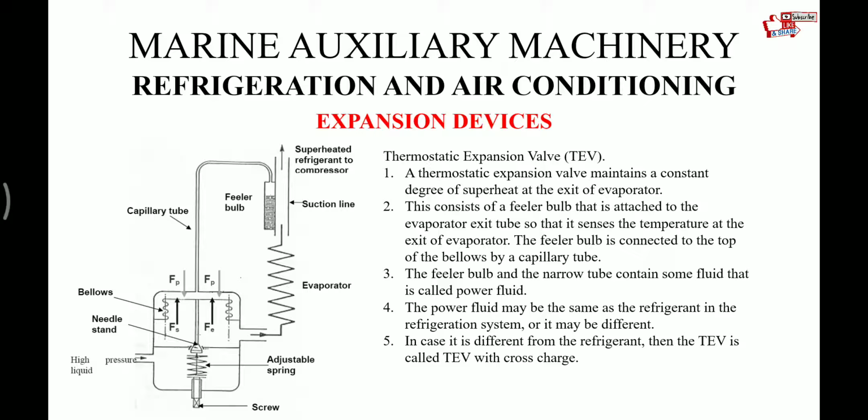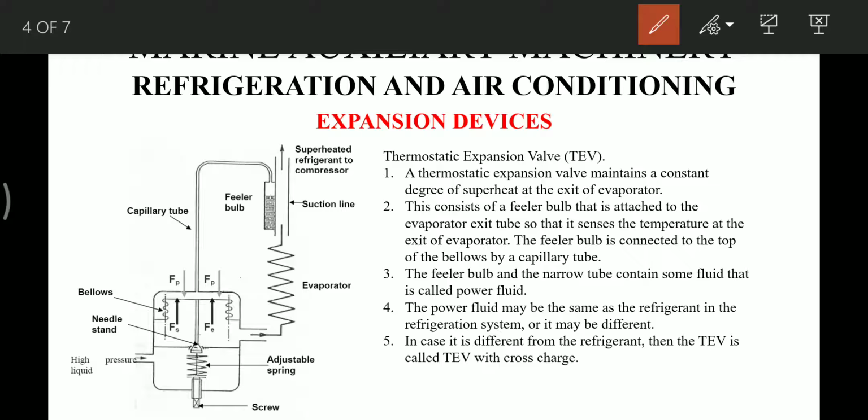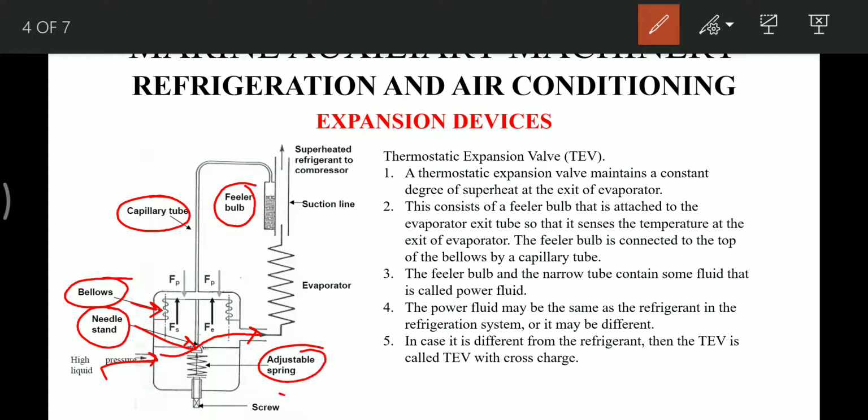Now let's see the expansion device. The main components of this device are the filler bulb, then the capillary tube, which is used to connect the filler bulb to this expansion device. Then we have the bellow, then the needle seat, then the opening for the high pressure refrigerant to enter the expansion valve, and then it follows this path and exits through this opening and enters the evaporator at low pressure. Then we have the adjustable spring, and then the screw for adjusting the superheat of this expansion valve.